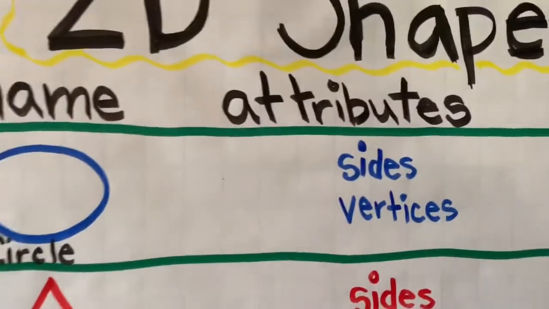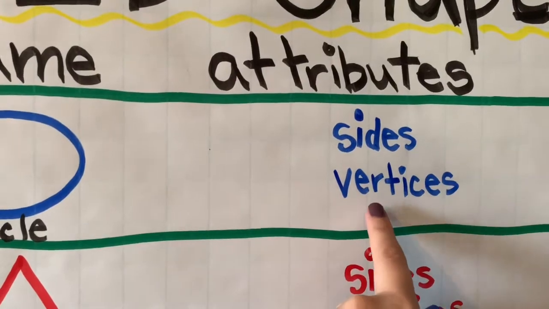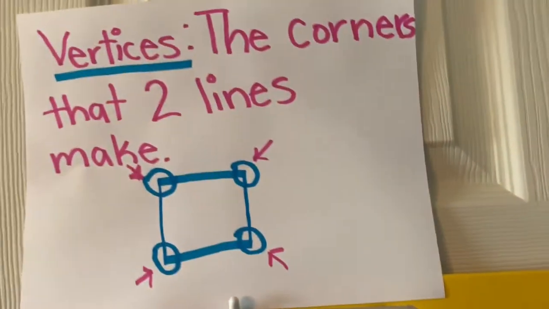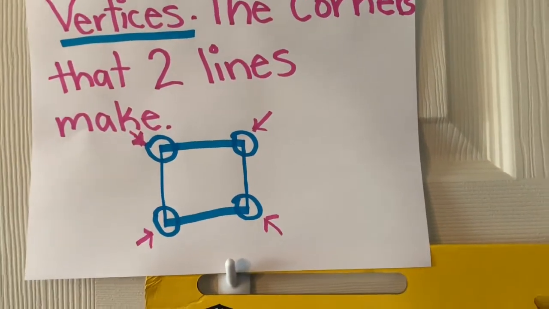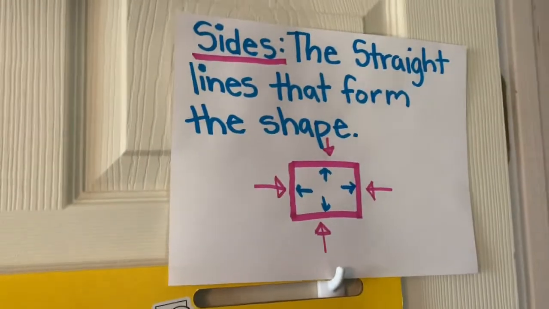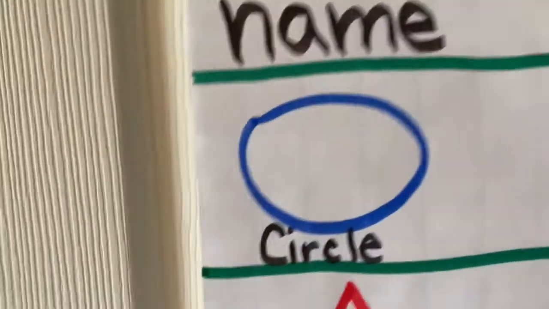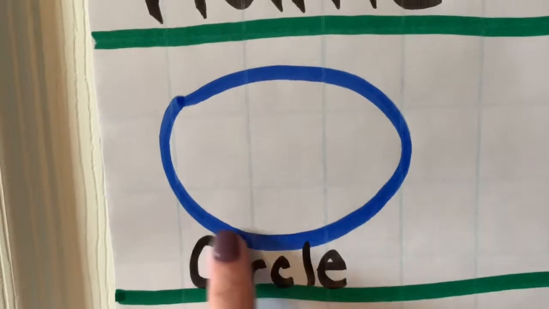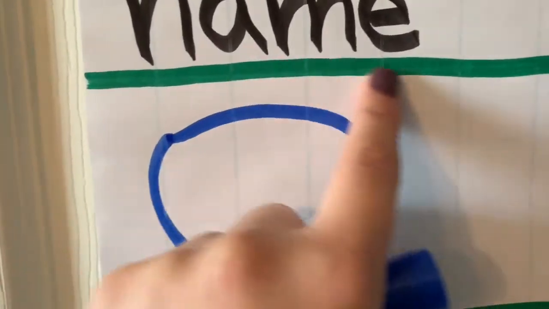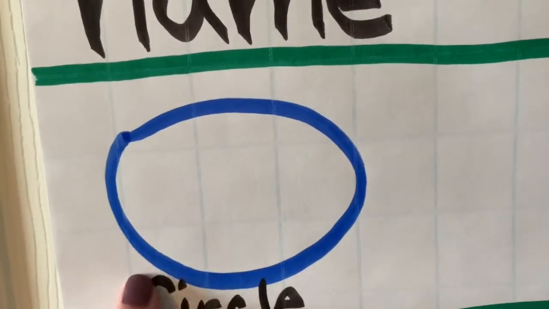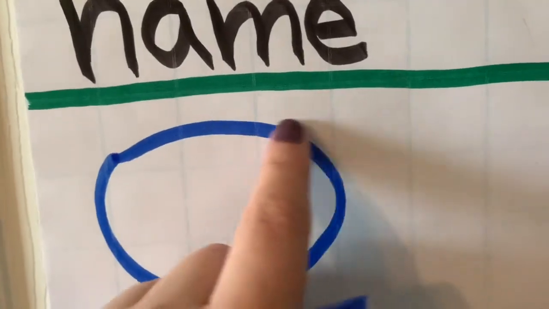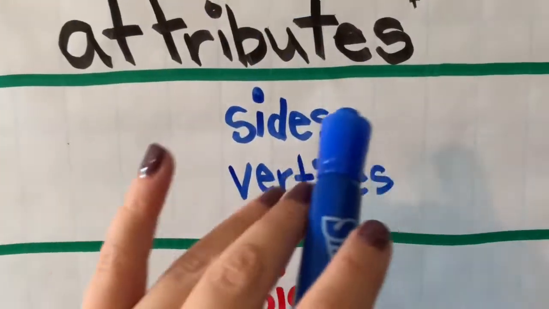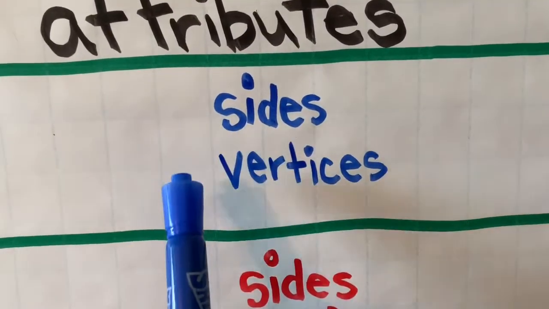We are looking at how many sides the circle has and how many vertices. So remember, vertices are the corners and sides are the straight lines. When we look at our circle, it is one line all the way around. It doesn't have any long straight sides, and it doesn't have any corners. So for our circle, we have 0 sides and 0 vertices.